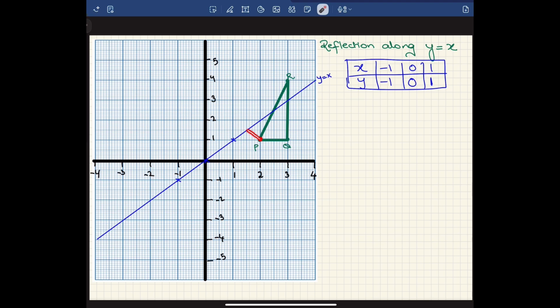So half a square, so half a square. So this is where P prime is going to be. So this is P prime. Let's calculate for Q. So 1, 1. This is Q prime. Let's have a look at R. So half a square, half a square. So this is going to be R prime. Let's connect.